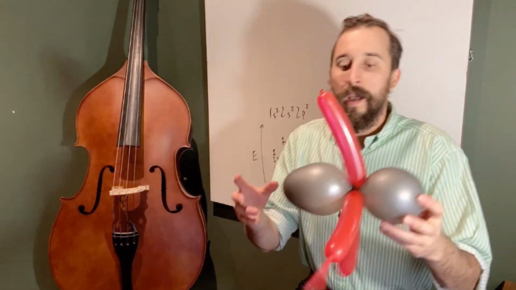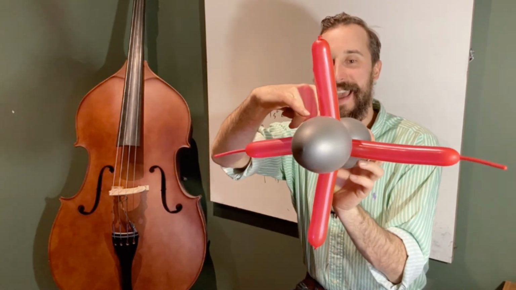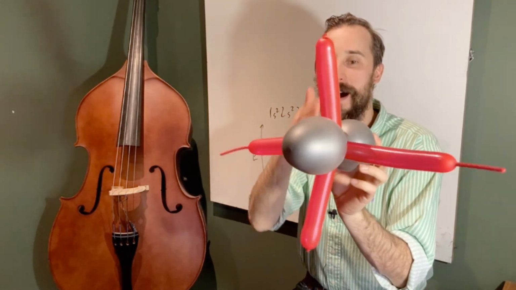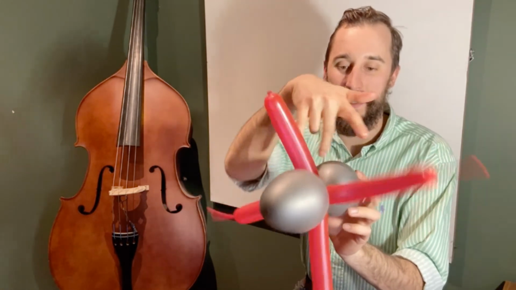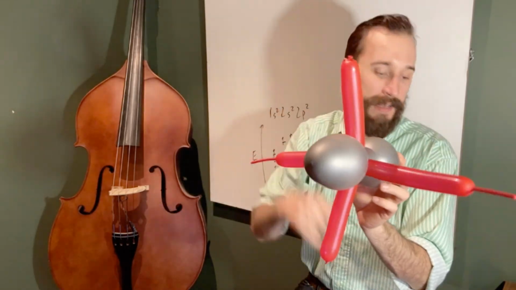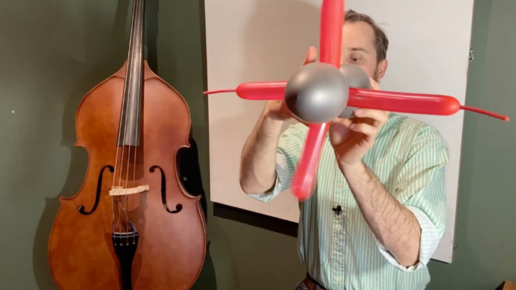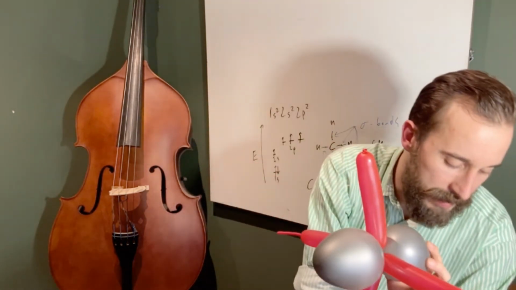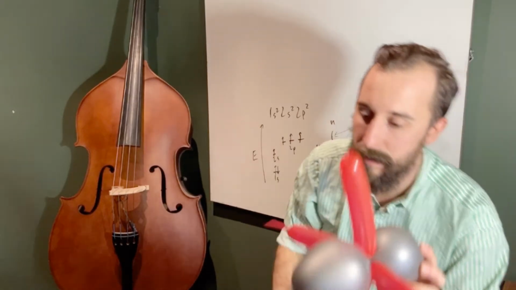There we go. We have two hybridized sp orbitals. Then we've got one unhybridized p orbital, so we could say this is the px. We have another unhybridized p orbital, so this would be the py. So we've got two unhybridized p orbitals, which are the red balloons, one there and another one there. And then we have our two sp hybrids, which are the gray balloons.